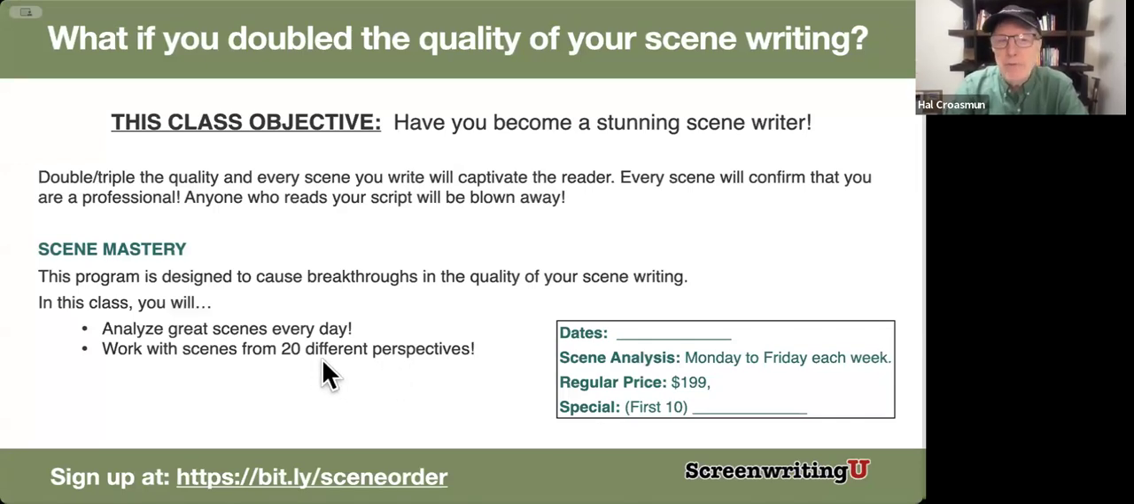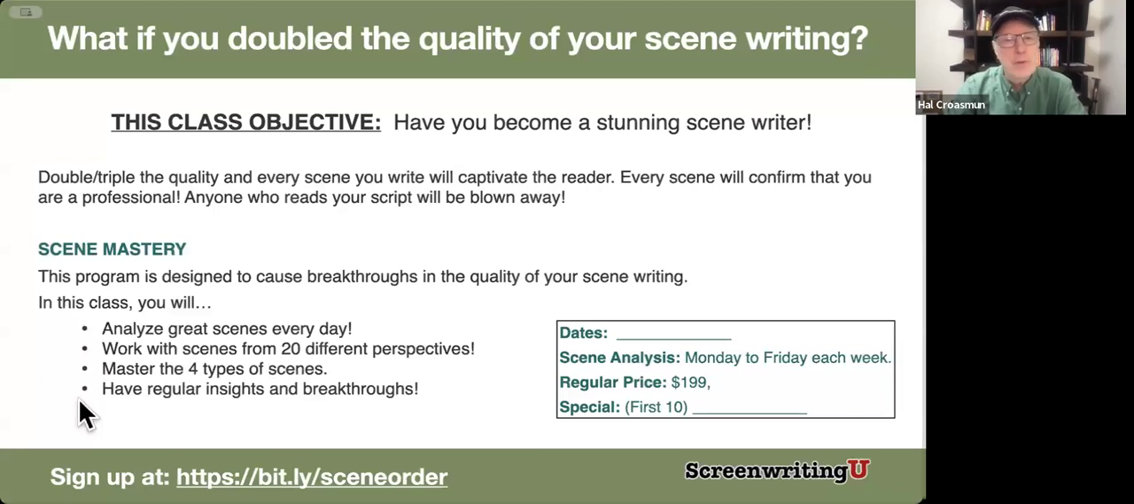They were using about 4 different perspectives to write scenes from. And they just did the same kinds of scenes over and over and over. This will give you 20 different perspectives, which just by itself will shift your scene writing. But that's not even close to where we're going. You're going to master 4 different types of scenes, but this is the big thing. You will be analyzing those scenes to gain insights and breakthroughs.